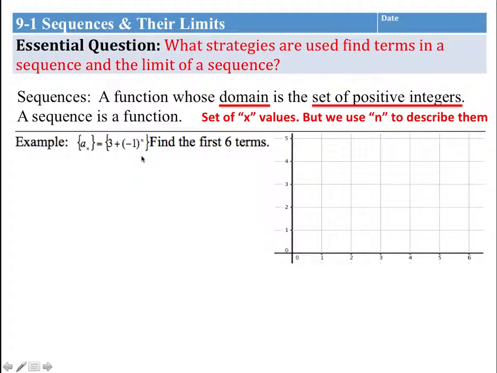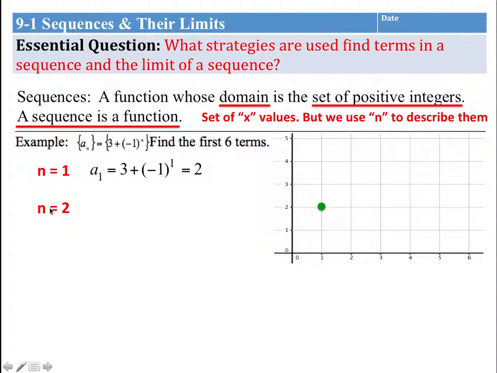So the sequence is a list of numbers, and we're going to start by putting 1 in for n. So we're going to go ahead and substitute in when n is equal to 1, we've got term a1, which is 3 plus negative 1 to the first power. So calculating that, that's 3 plus negative 1, which is going to be 2. So the a1 term, or the first term in the sequence, is 2. And so we can show this graphically using our coordinate plane. So this is our first term, and its value is 2.